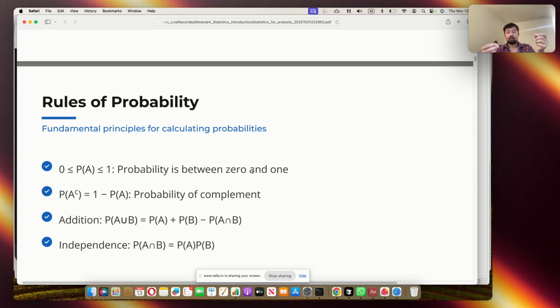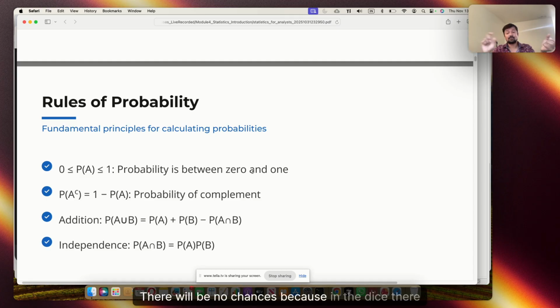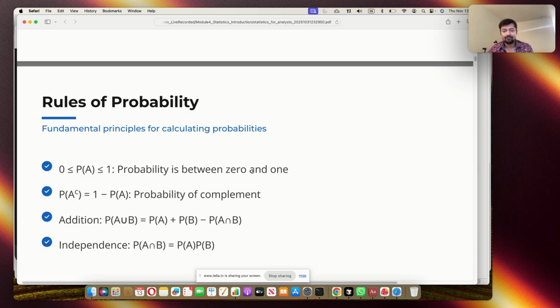Now you can roll a dice also. If you roll a dice, what are the chances of getting 5, or getting 4? What are the chances of getting 8? There will be no chance, because a dice has no number 8. For the variables that you have, if you try to find the probability, it will always lie between 0 and 1, and that is the first fundamental principle.